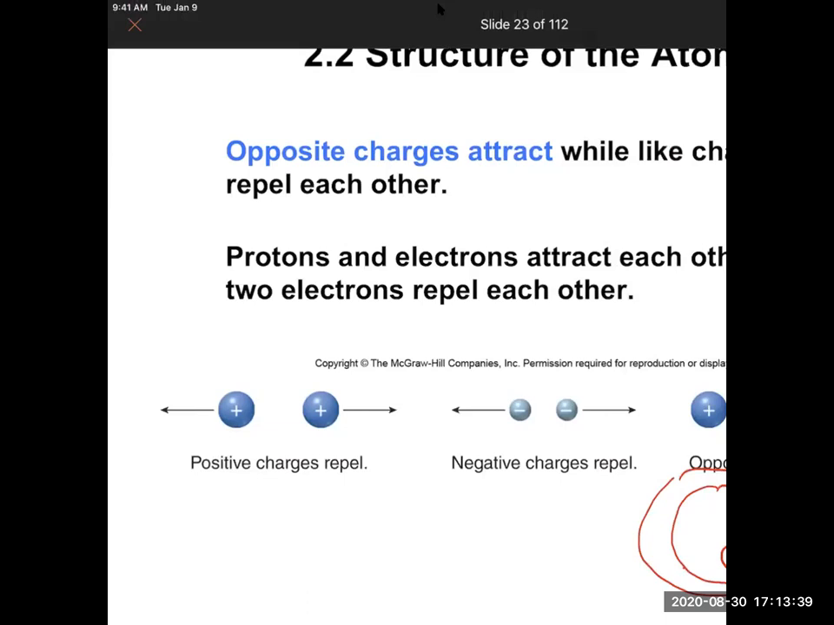When you have two particles with the same charge, they're going to repel because they have the same charge. But when they are opposite, they're going to attract each other. So there is an attraction between the protons and the electrons because they have opposite charges.